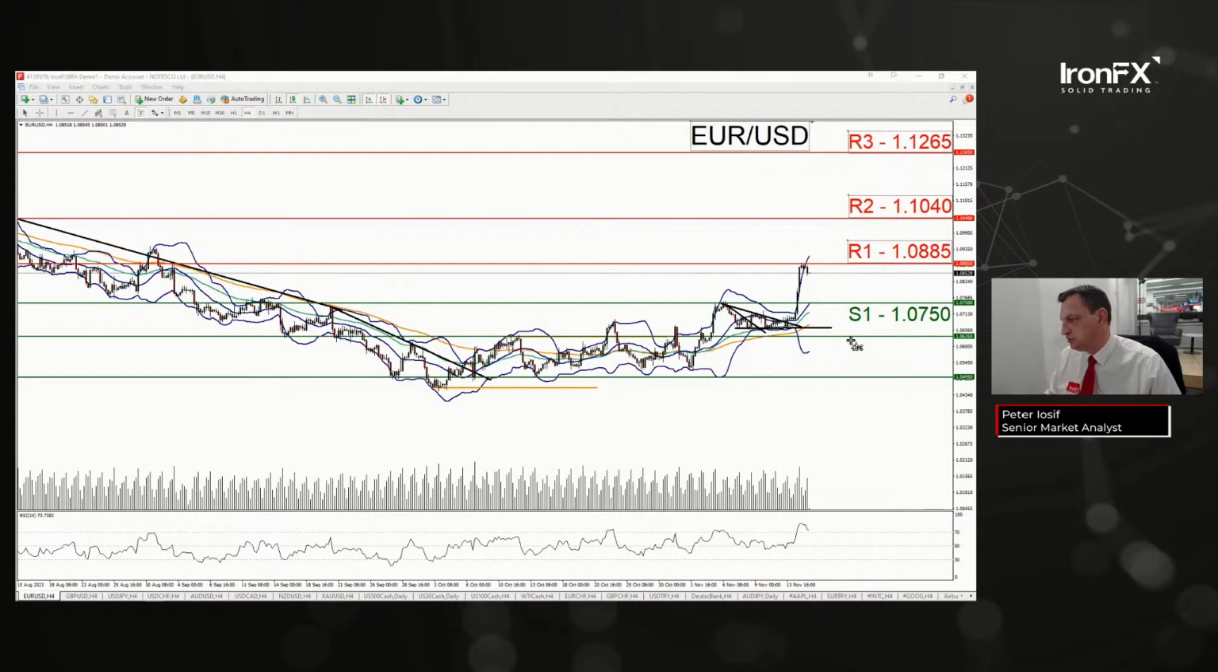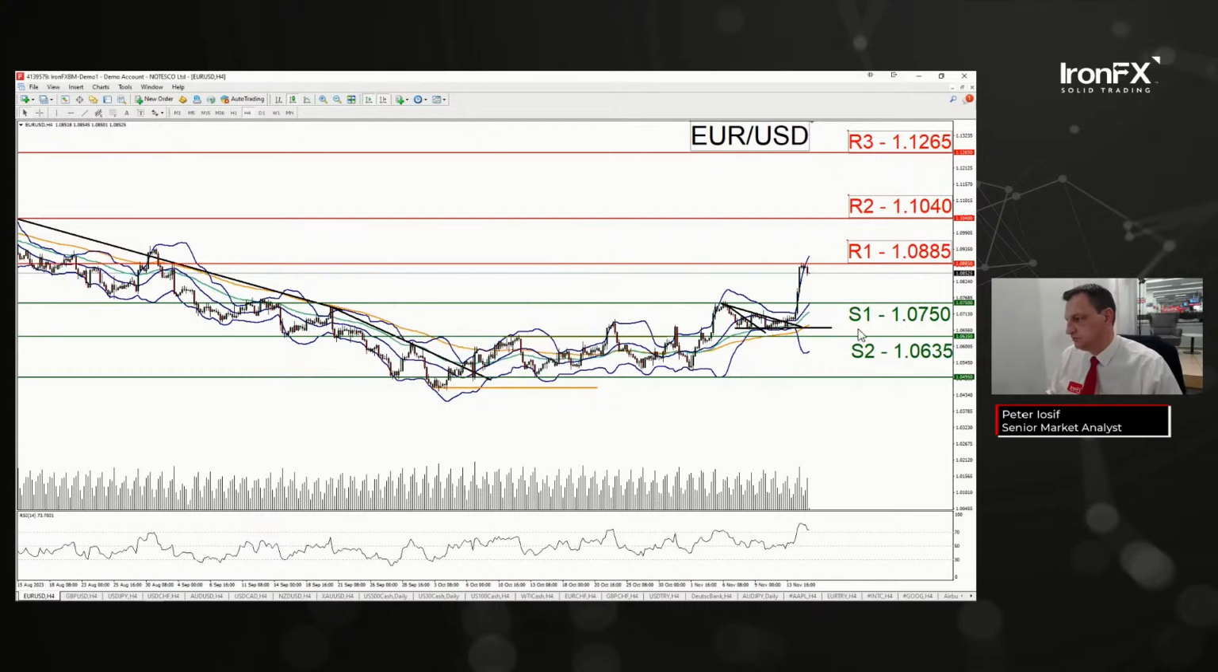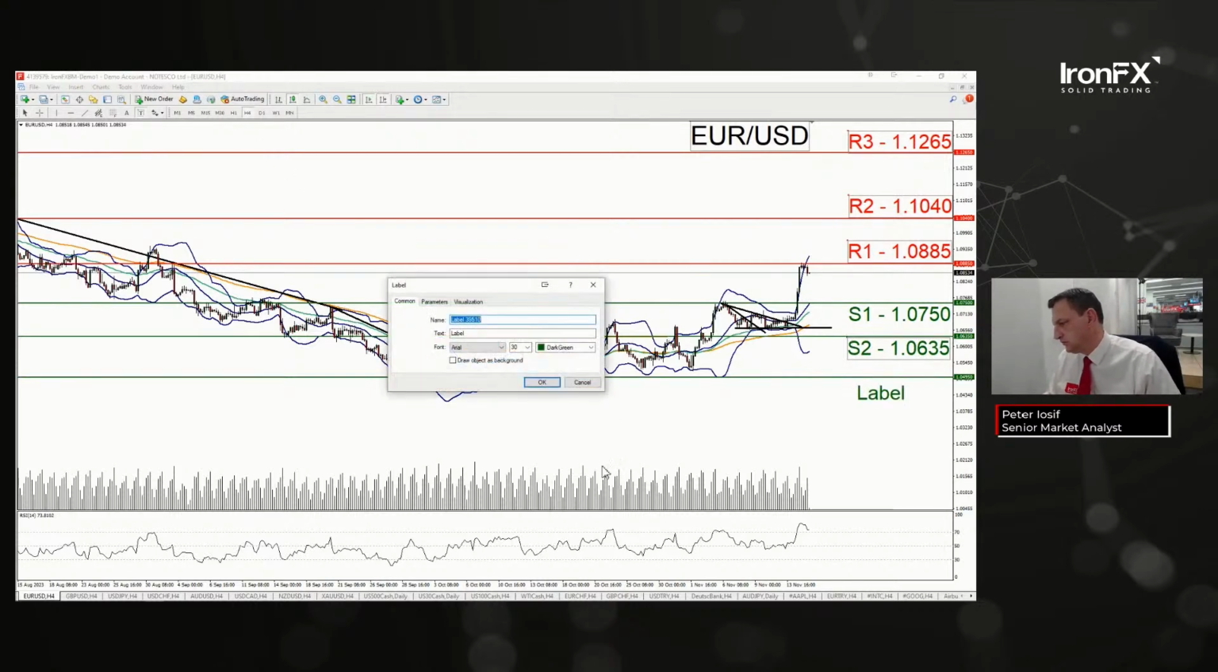Setting now the S2 at 1.0635. And the S3 at 1.0495.